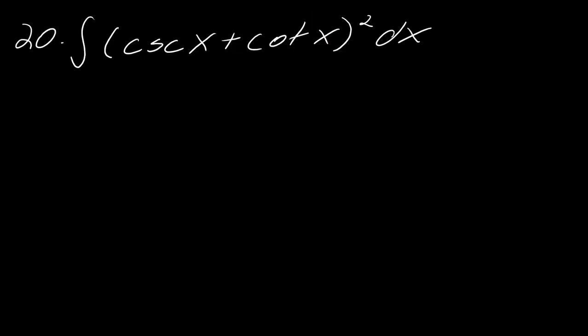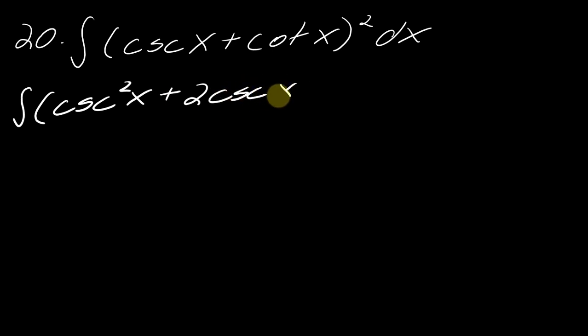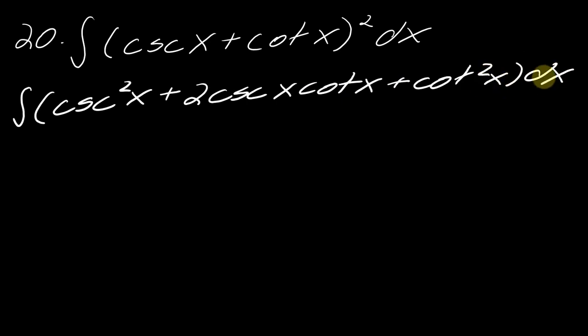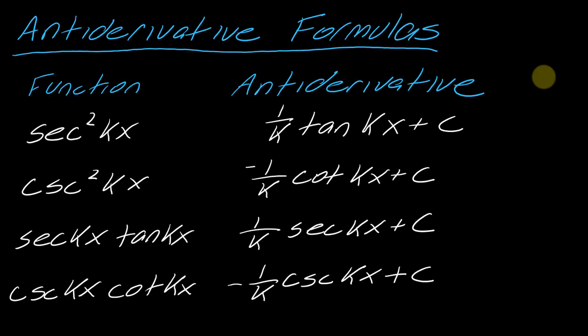Okay, so for this final problem, the only way that you can do this last one is you've got to multiply everything out. So let's start there. I multiply this out, I get cosecant squared x plus 2 cosecant x cotangent x plus cotangent squared x dx. Okay, so now you've really got to be on top of your antiderivative formulas for this one. So I'll just give you a brief reminder.